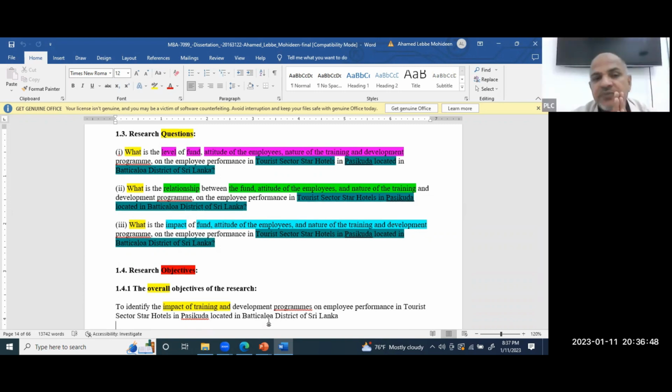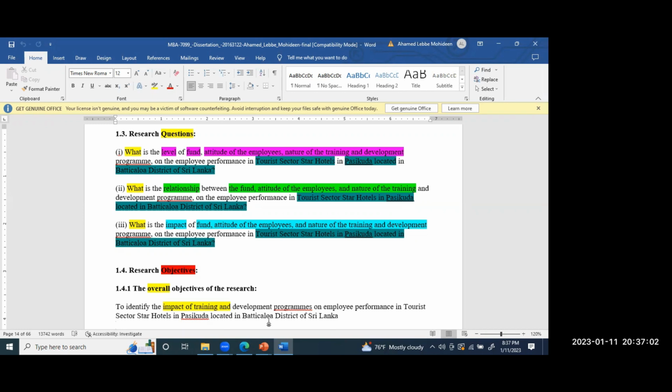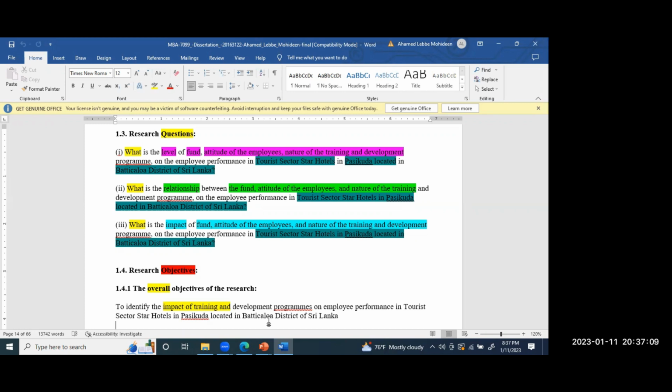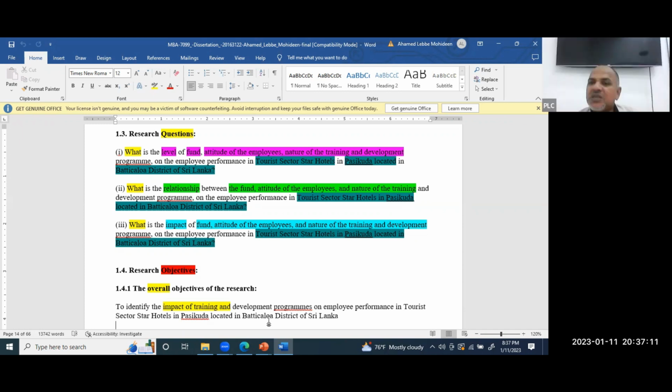In research, we are checking three things. One is level, another is relationship, and the other is impact. Three things you are going to check in the research: level, relationship, impact. So when you put a what question, how do you start? What is the level? What is the relationship? What is the impact? Can you write now?